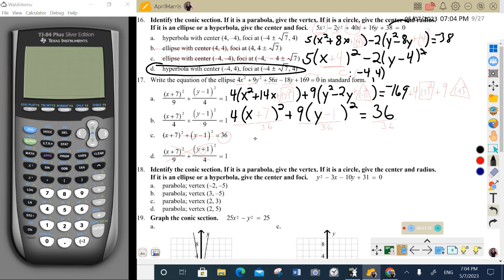When I do that, I get (x plus 7) squared over 9. And I get (y minus 1) squared over 4. So our answer is A.